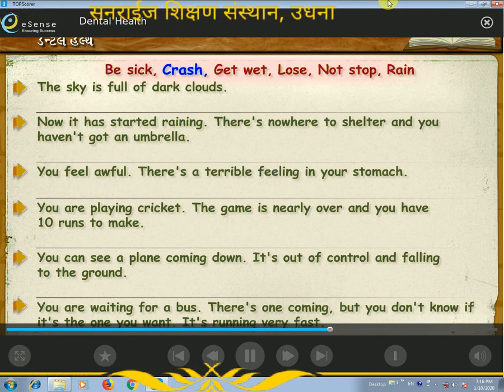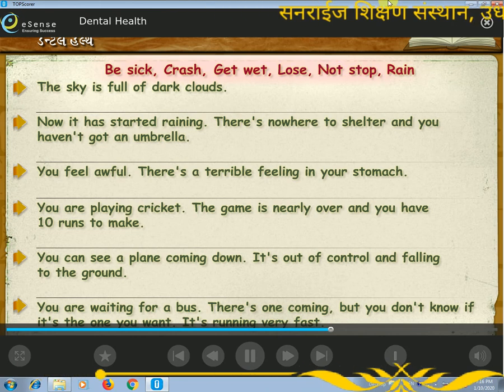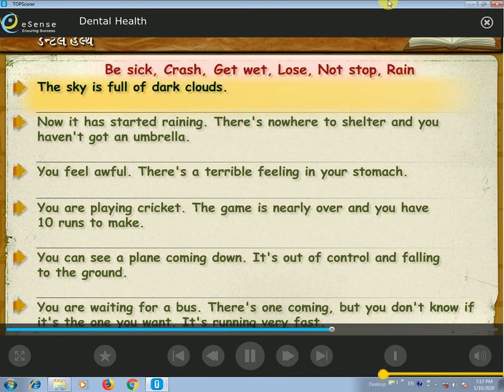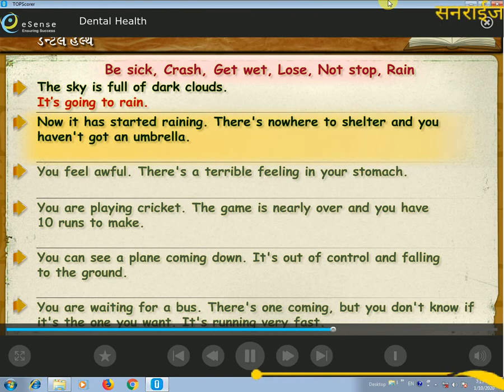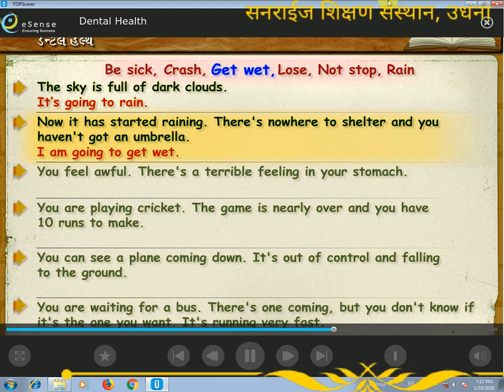The sky is full of dark clouds. It's going to rain. Now it has started raining. There's nowhere to shelter, and you haven't got an umbrella. I'm going to get wet. You feel awful. There's a terrible feeling in your stomach. I'm going to fall sick.